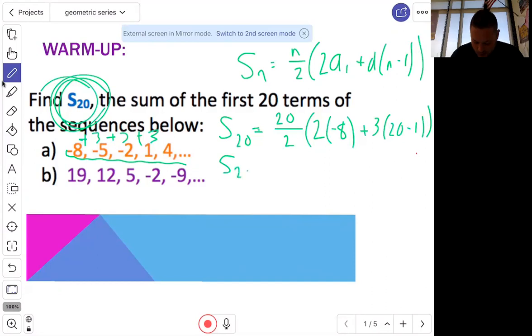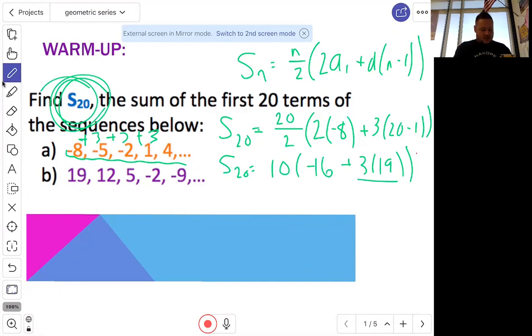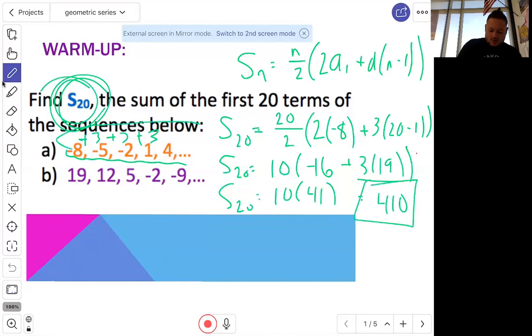So S20: 20 divided by 2 is 10. 2 times negative 8 is negative 16, plus 3 times 19, because 20 minus 1 is 19. I'm going to use my calculator. Negative 16 plus 3 times 19, which is 57, is equal to 41. So 10 times 41, your answer would be 410. What that means is the first 20 terms of this sequence all add up to 410.